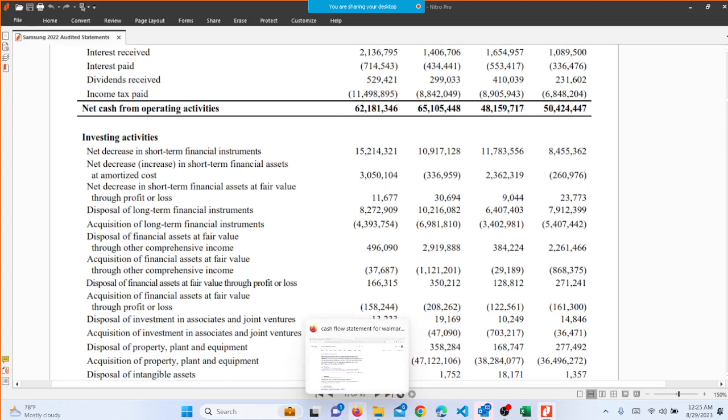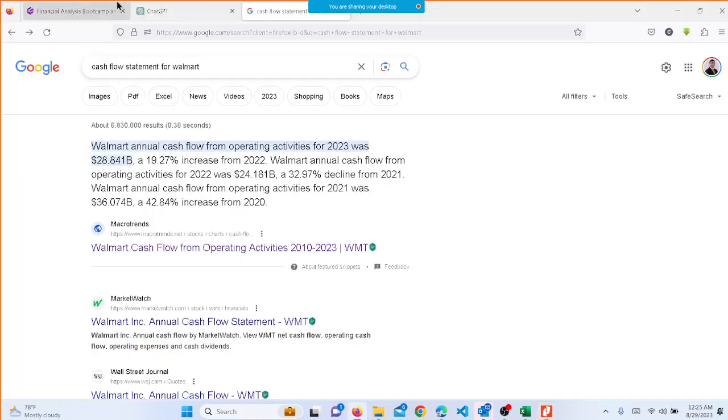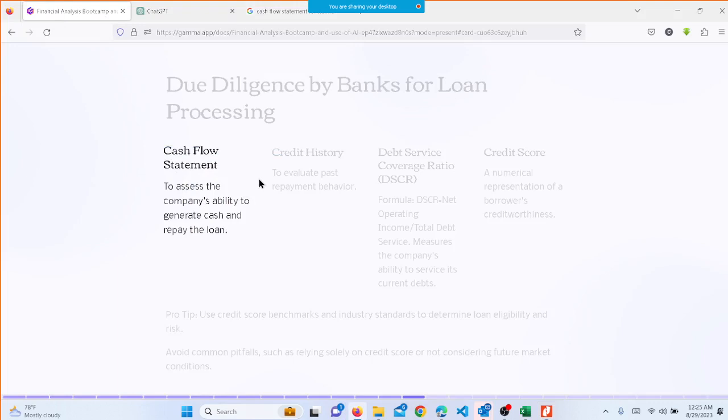So that's the cash flow statement of Samsung. That's how the banks understand the health of the company through the cash flow statement, right?